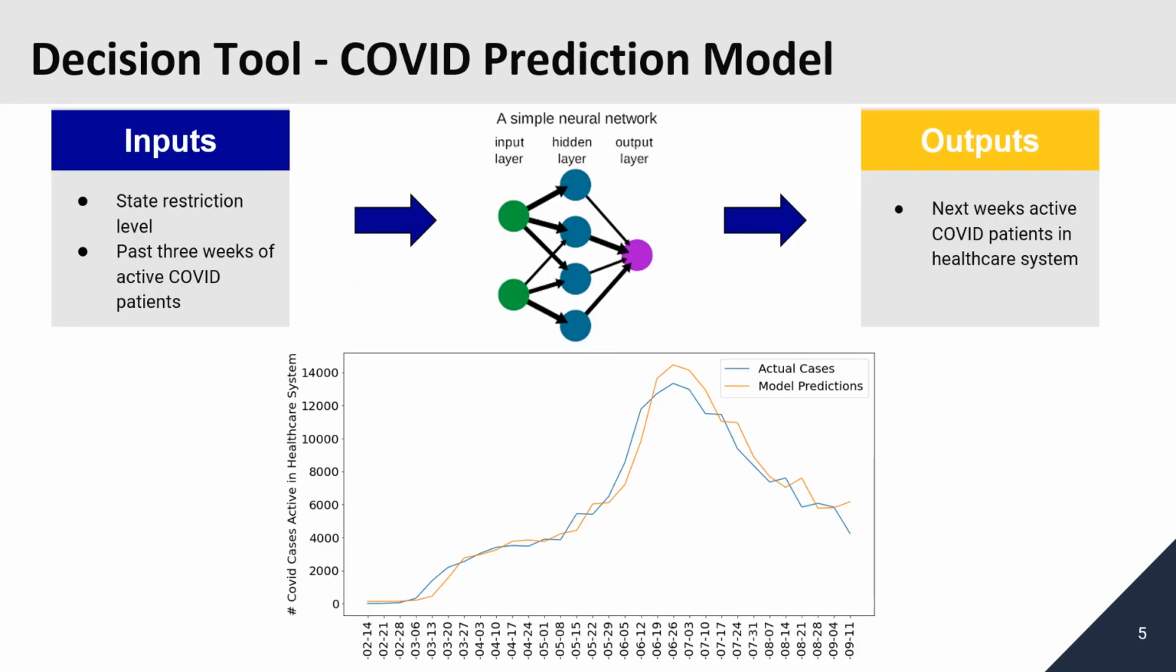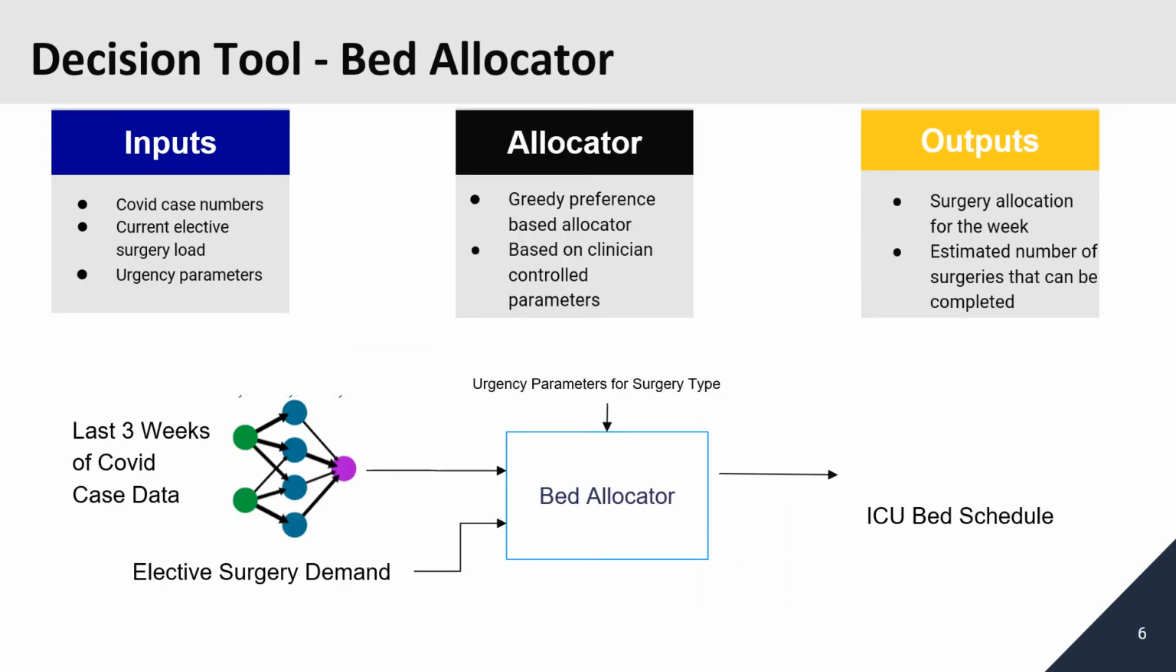So the way that we built the decision tool is the prediction model is a simple neural network. We trained it on 3 weeks of previous data. It takes 3 weeks and then runs it through a model and outputs the current case load for the next week. From this, we plug this into our decision tool, which is our bed allocator, and it takes multiple inputs.